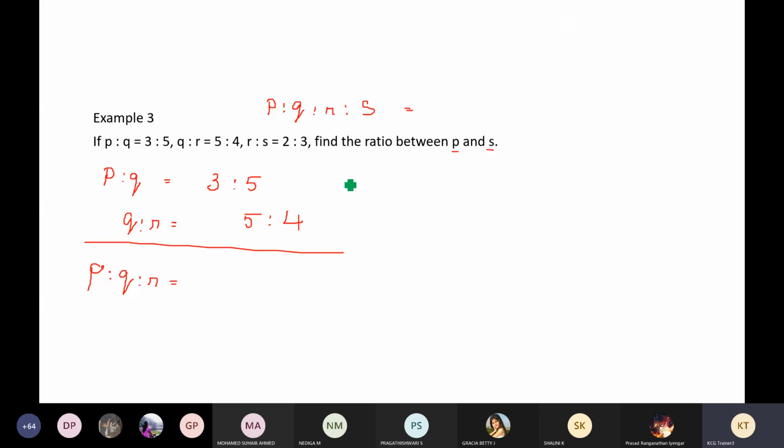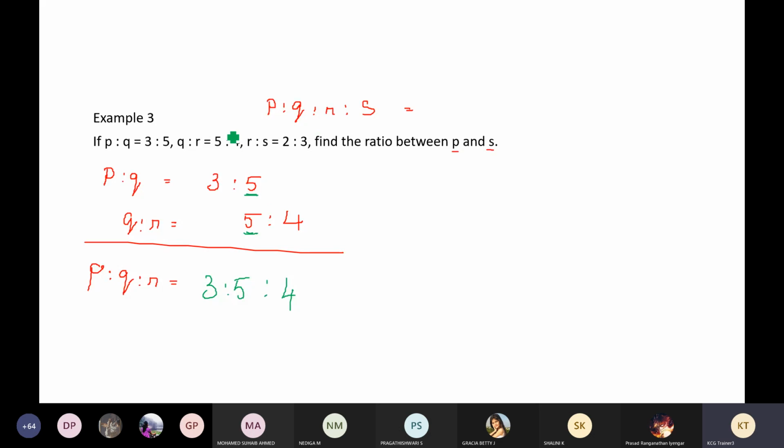Very good, yes, superb. Very good, Kalyani. Okay, yeah, guys, listen here. You don't even have to multiply. See, this is common, right? This is common. So you can straight away write that as 3 is to 5 is to 4. You don't even have to multiply that.